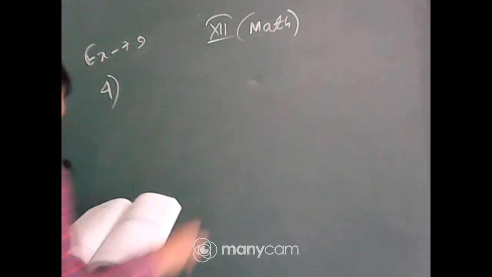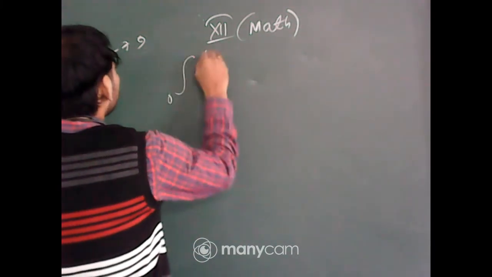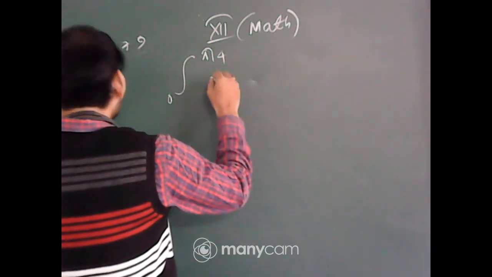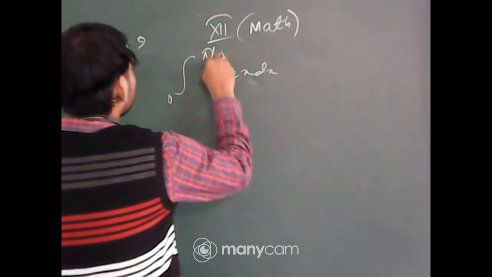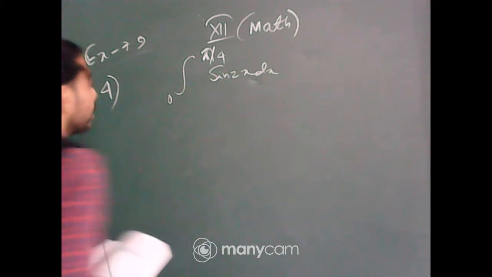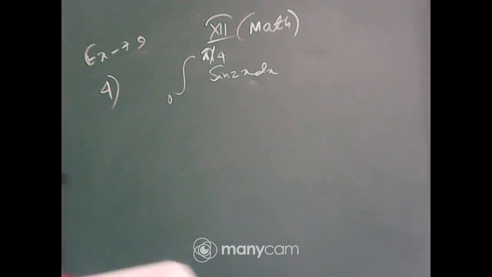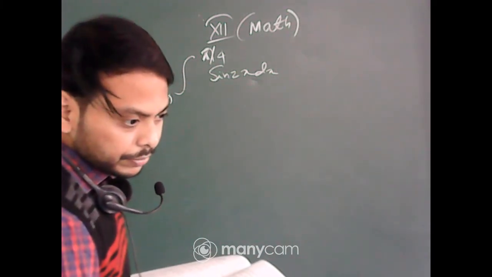So question number 4, that is integration 0 to pi by 4 sin 2x dx. Try to do it.